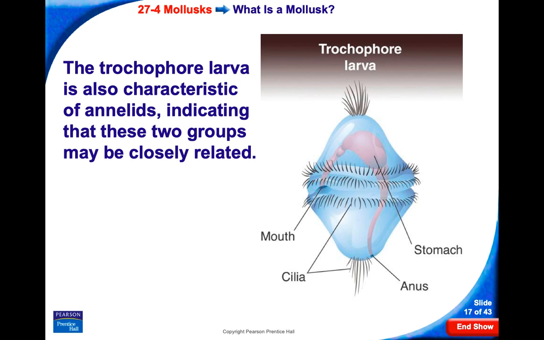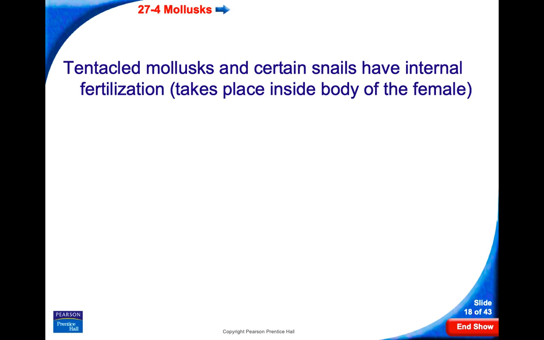Okay. I should also mention, there are some mollusks that are hermaphrodites. Oh, actually, I think I have it here. So tentacled mollusks like octopi and squid, and certain snails have internal fertilization. That's where the fertilization takes place inside of the female.